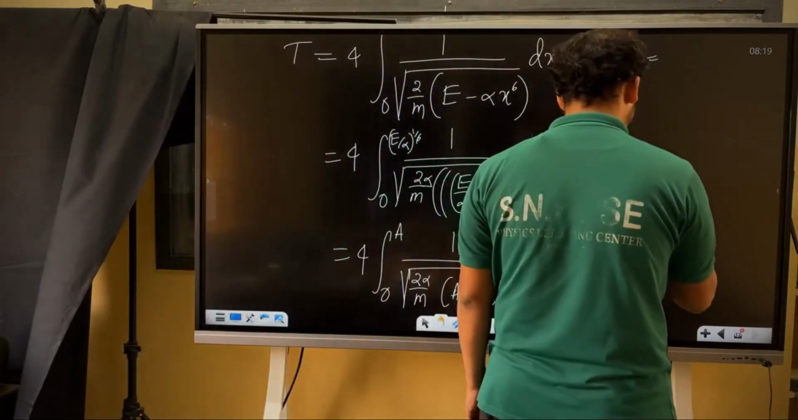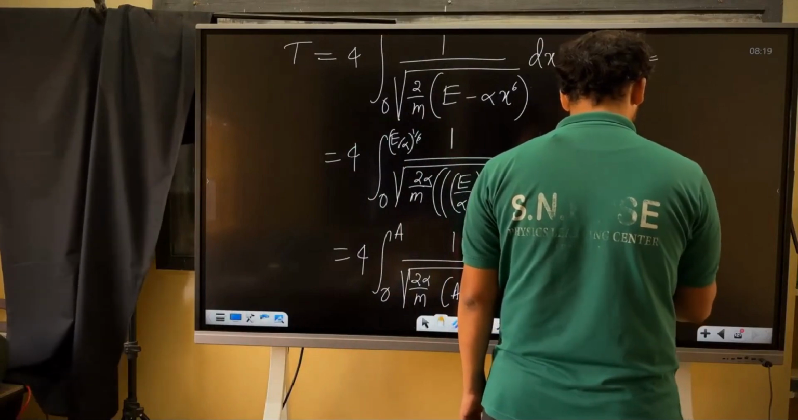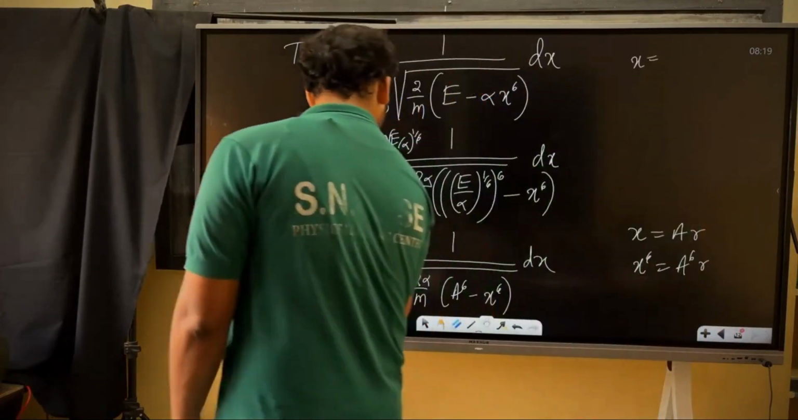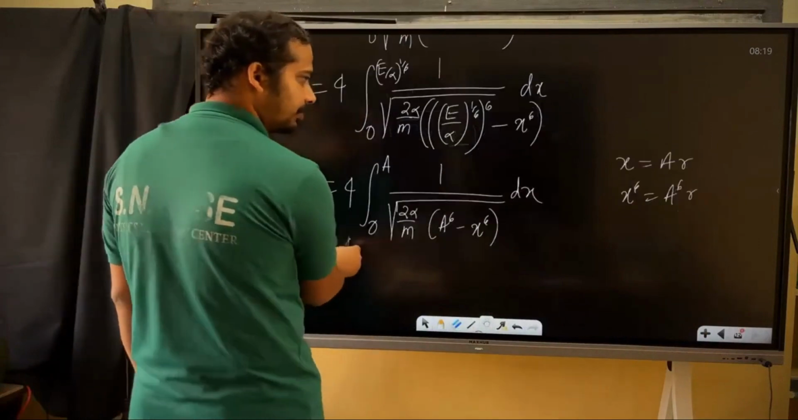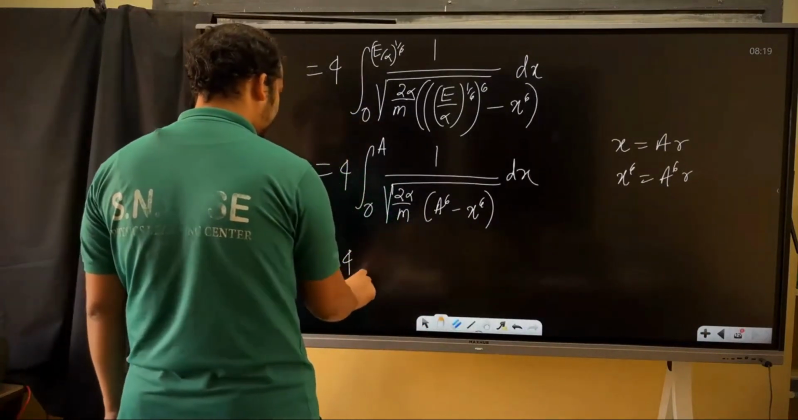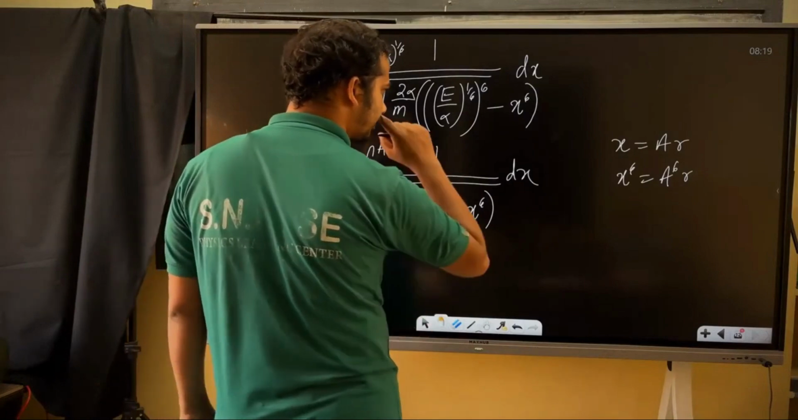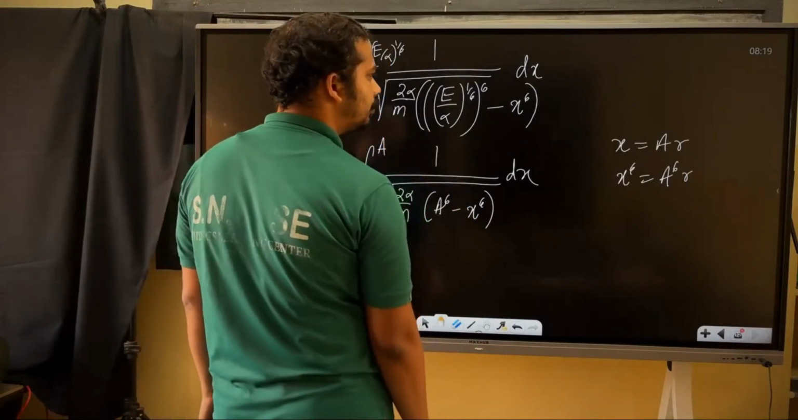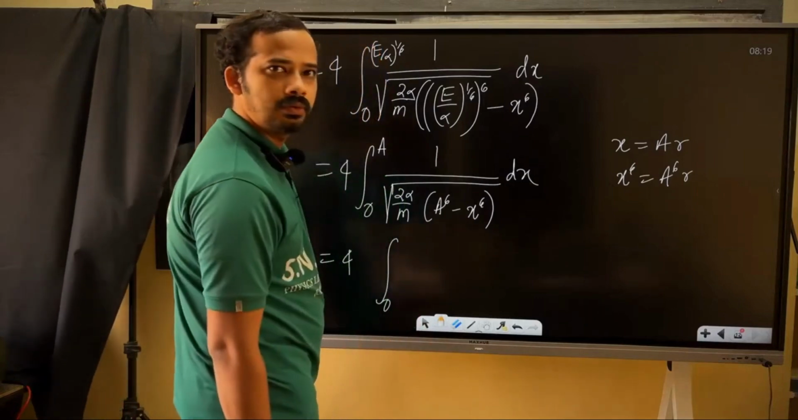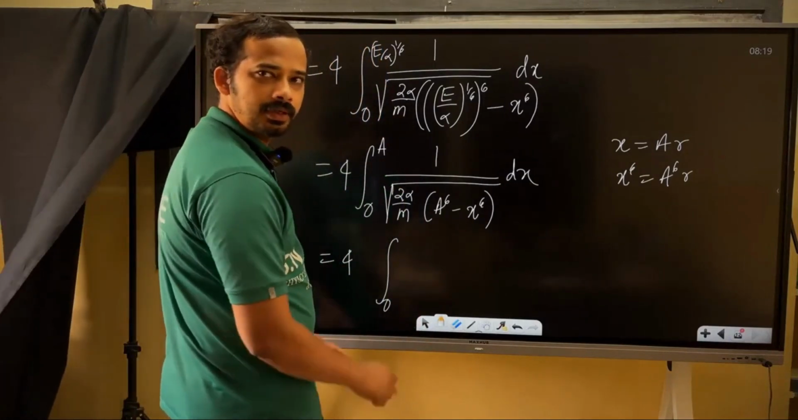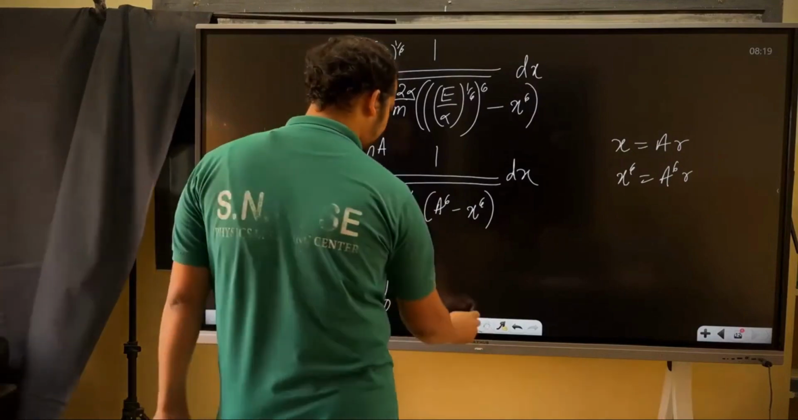If I write x is equal to a times r, x raised to 6 is equal to a raised to 6 times r. This is the idea I was talking about. Now, when x is equal to 0, r is equal to 0. When x is equal to a, r is equal to 1. Am I right? 0 to 1. This is the step I was expecting.